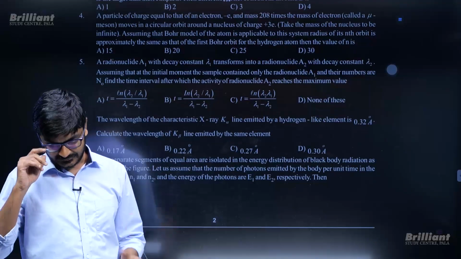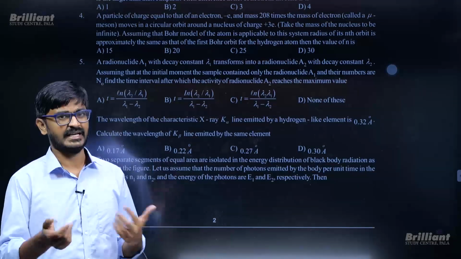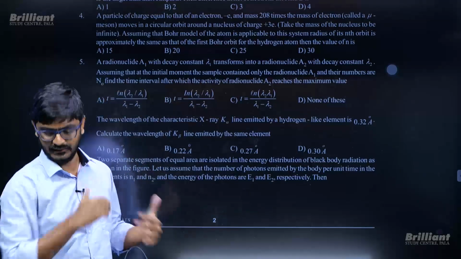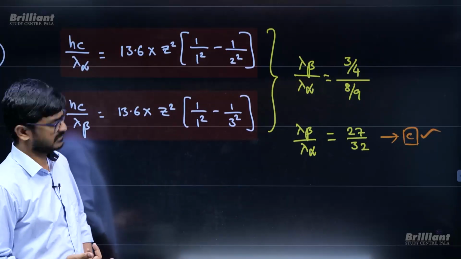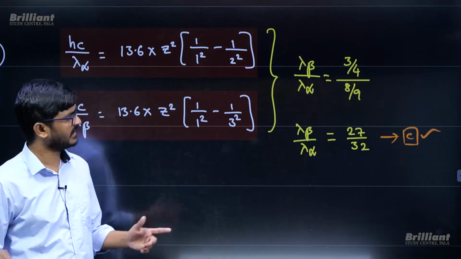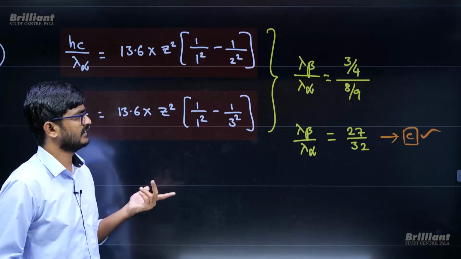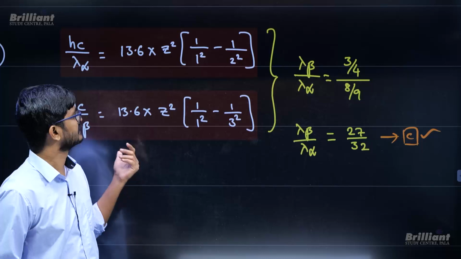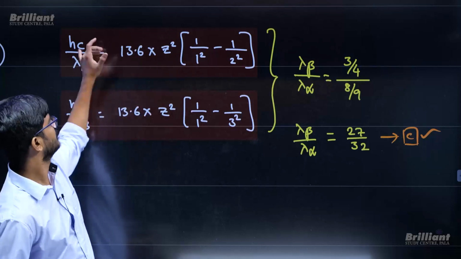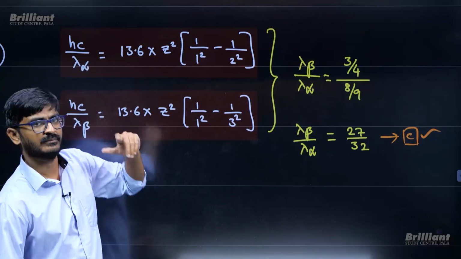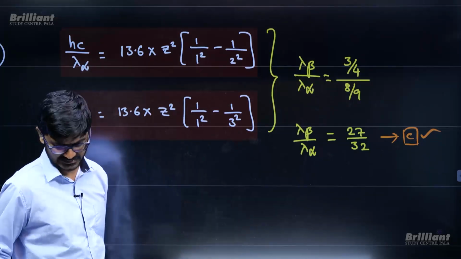The wavelength of the characteristic X-ray for K alpha of hydrogen is given. So what will be the wavelength of K beta? K alpha means the transition 2 to 1, K beta means 3 to 1. It is hydrogen-like, so I have taken Z square. If it is not hydrogen-like, then we should have taken Z minus 1 square. Anyway, that doesn't affect the answer here. So 13.6 into Z square by n square, the difference in the energies will be hc by lambda. When will alpha happen? 2 to 1. When will beta happen? 3 to 1. Now you can take the ratio, and when you take the ratio, you will get the answer. Fine.